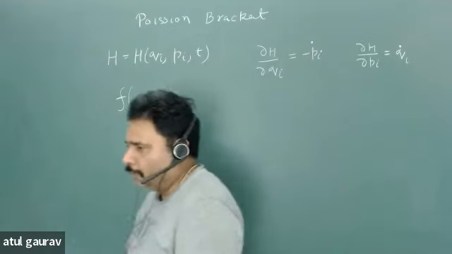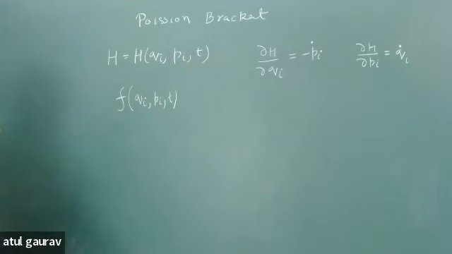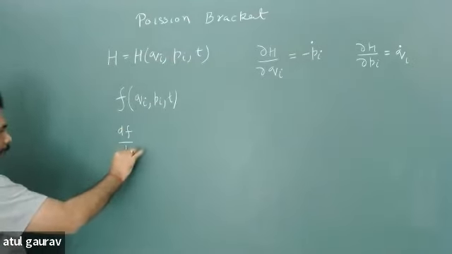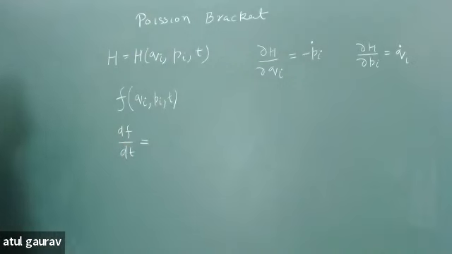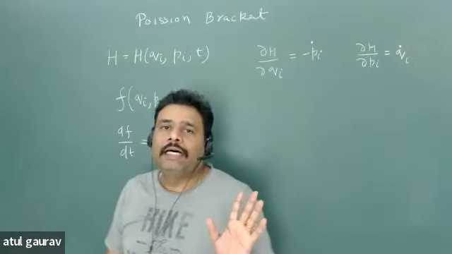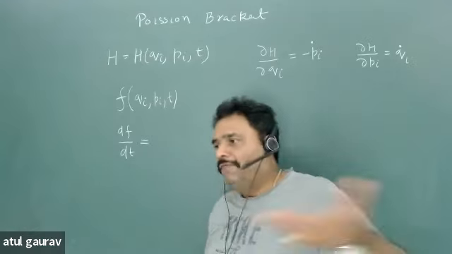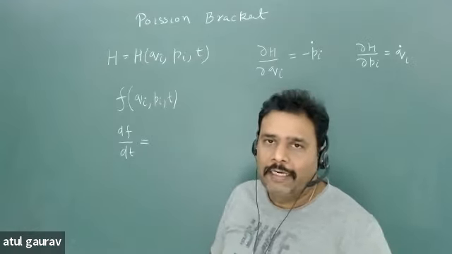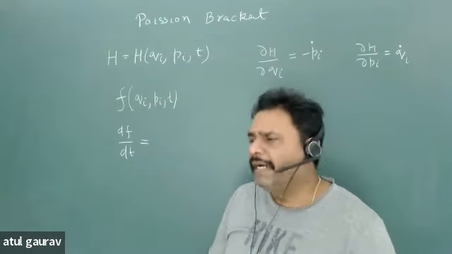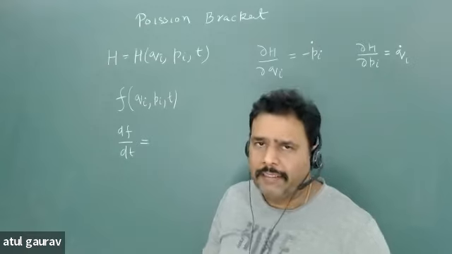So what we have to do? We have to just go for df upon dt. This is nothing but the time evolution of f. So we just want to know how this f is evolving with the time. And obviously, if df upon dt is equal to 0, then f is identified as constant. And you can find a new type of constant, and you can name it after some physical quantity. You can identify which kind of constant that is.